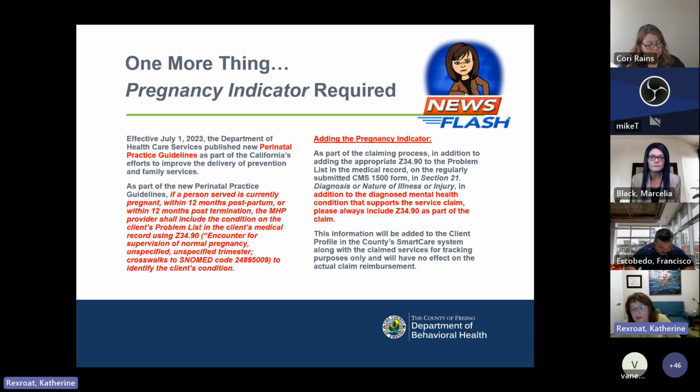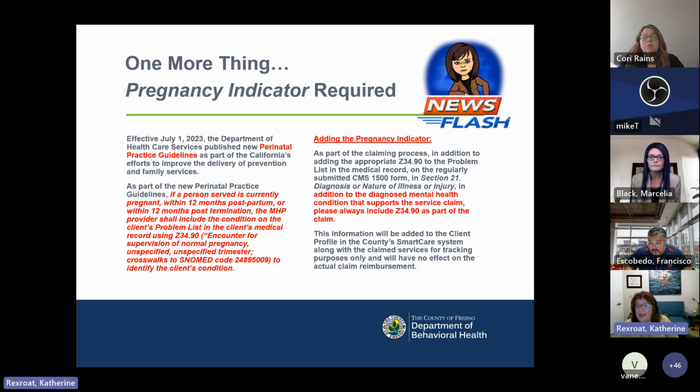As part of the claiming process, in addition to adding the appropriate Z34.90 to the problem list in the medical record, on the regularly submitted CMS 1500 form in section 21, diagnosis or nature of illness or injury, in addition to the diagnosed mental health condition that supports your service claim, please always include Z34.90 as part of the claim when your client fits these characteristics.